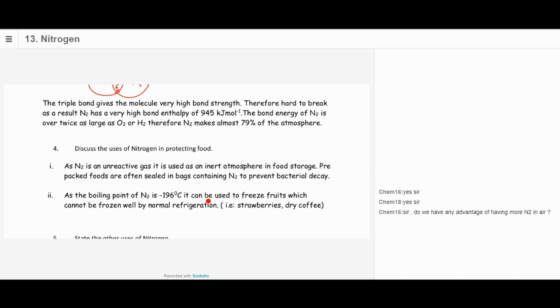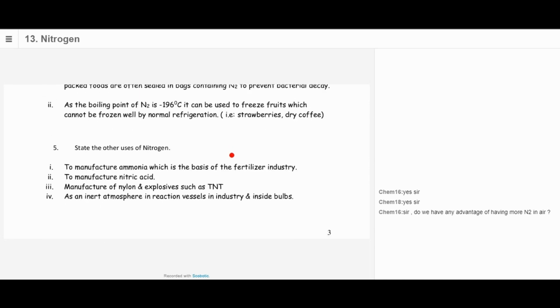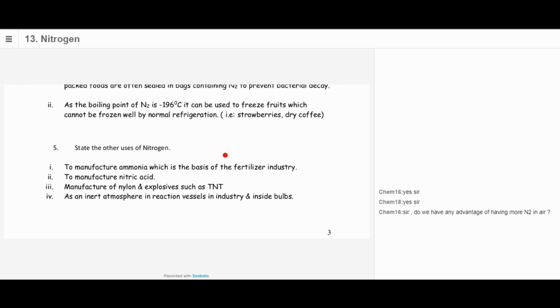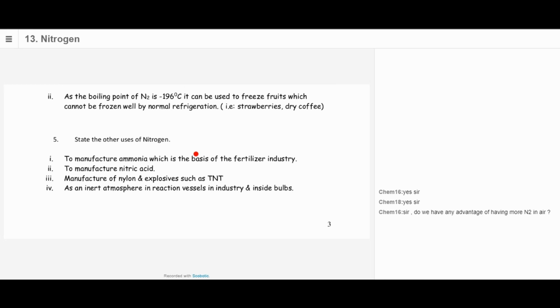So that's the advantage. Other than the above mentioned uses of nitrogen in protecting food, nitrogen can also be used in the manufacture of ammonia. We'll be discussing how nitrogen can react with hydrogen to form ammonia. That is the basis of the fertilizer industry, right?